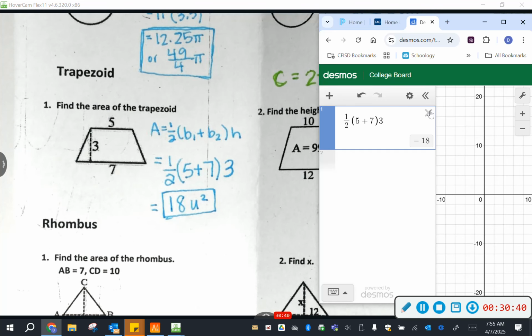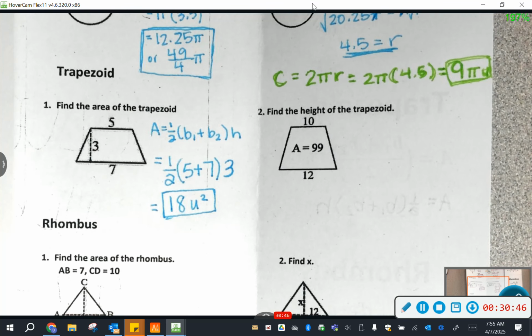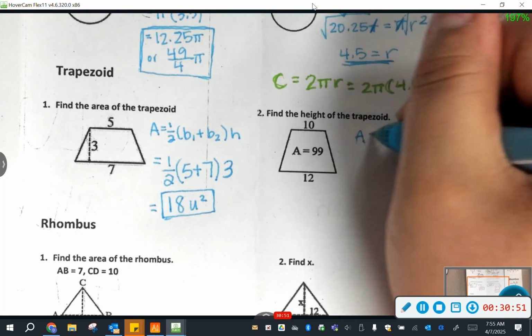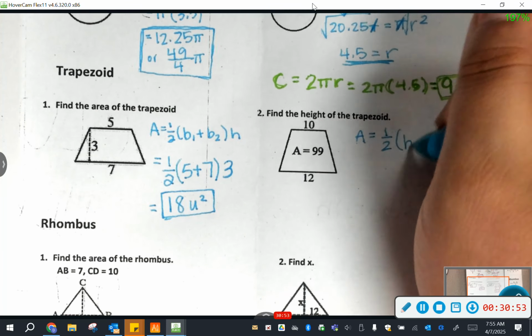One half base 1 plus base 2 divided by 2. Now what do you think we're going to do if we have to work backwards? A lot of math. Oh, not that much. People wanna work backwards.